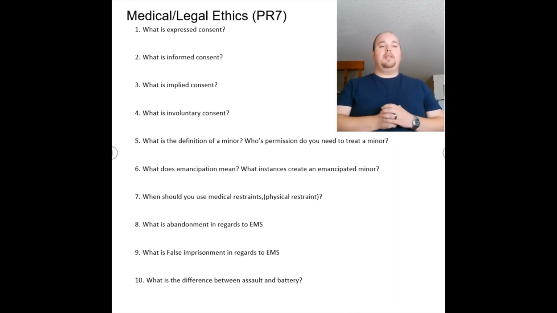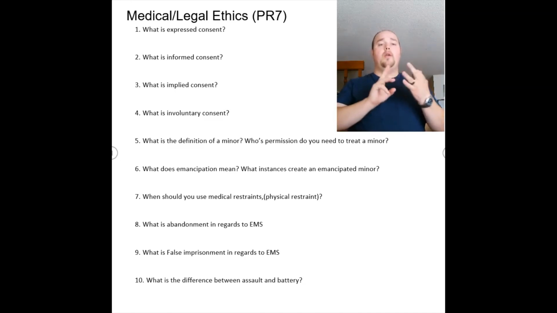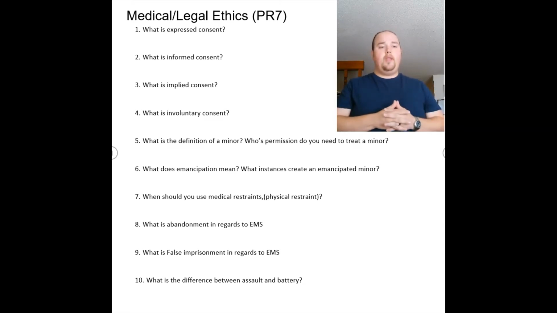We've talked about the definition of a minor a little bit, but a minor is pretty much anybody under the age of 18, unless there are those few exceptions that we discussed prior. And whose permission do you need? You need a parent or guardian, someone over the age of 18 who is in charge of that person. When should you use medical restraints or physical restraints? When a patient is a threat to themselves or others. And when we talk about threats, we're talking about a threat to personal safety. If someone's taking a swing at me and they need to be transported to the hospital, we're going to use some restraints.